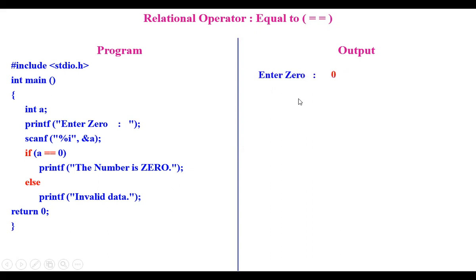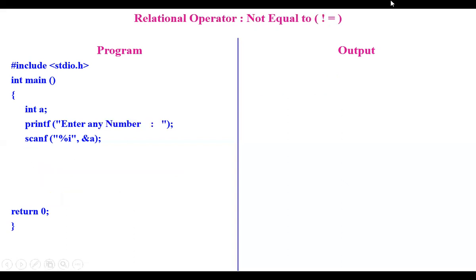Run it again. I entered 0. It is meeting. It is satisfying this condition. So, what it should say? The number is 0. Yes, the number is 0. You are satisfying the condition. That's how it works. Next, not equal to.